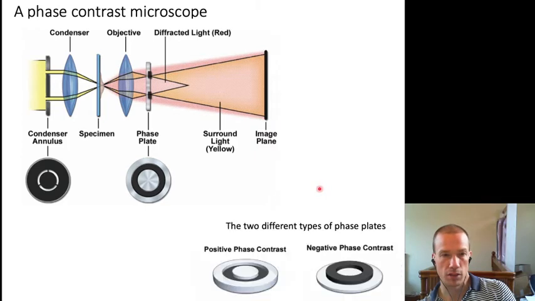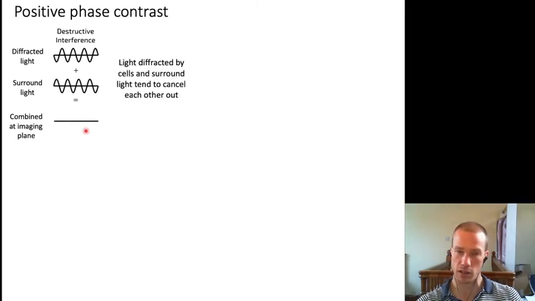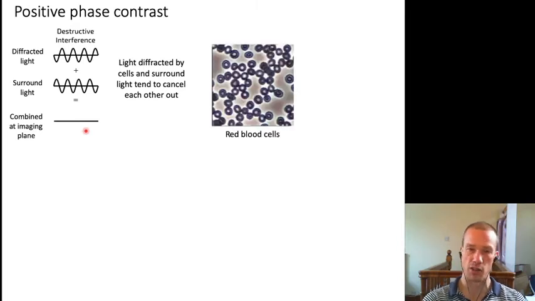So we have two different types of phase contrast. We've been talking so far about positive phase contrast, which is when the phase plate shifts your diffracted light by another pi/2, such that you get destructive interference at the imaging plane, and that allows the surround light and the diffracted light to cancel each other out. So wherever you have cells, you have this pi phase difference, which leads to a smaller intensity in the center of these cells. So cells appear dark relative to the background.